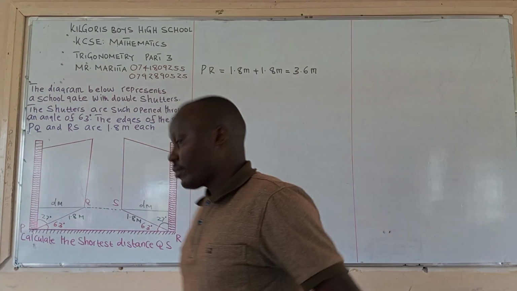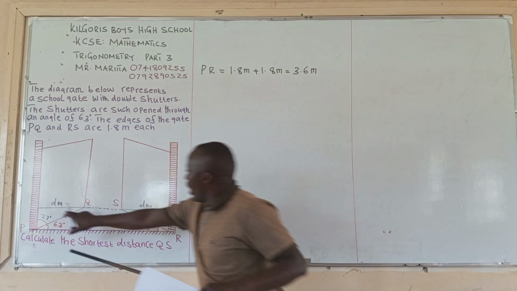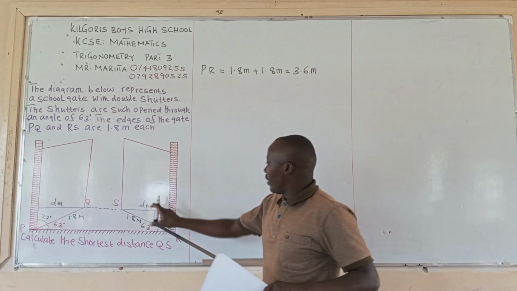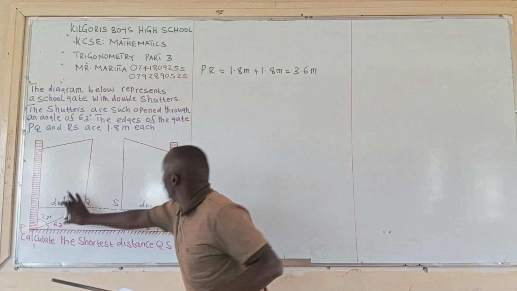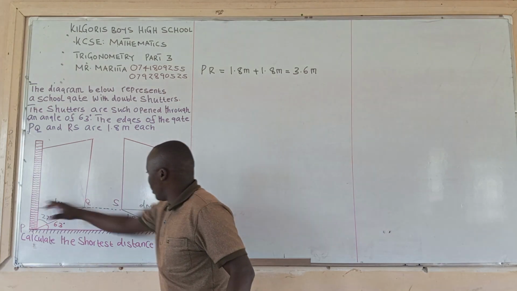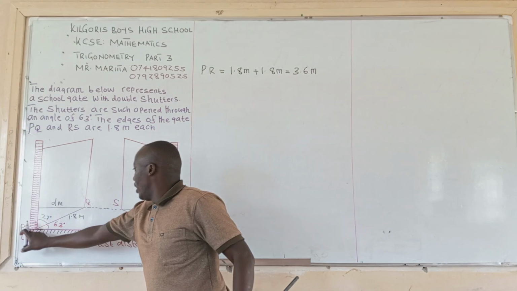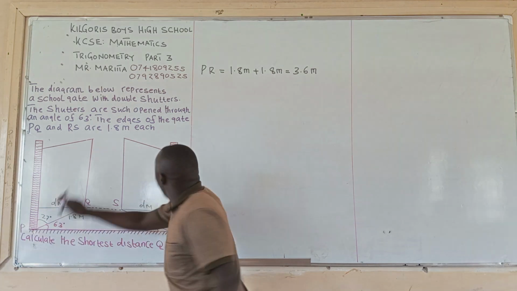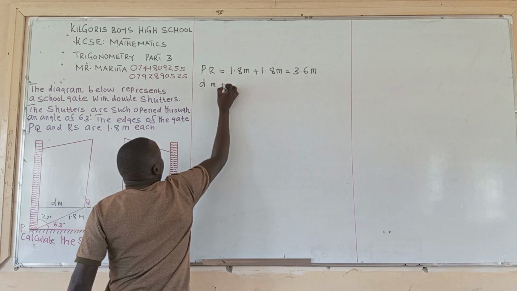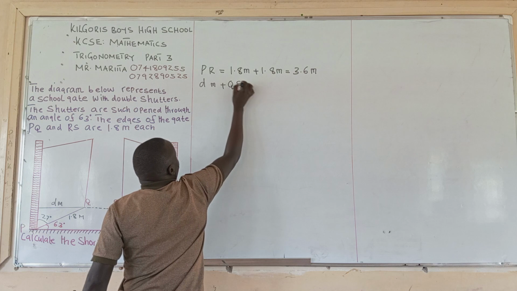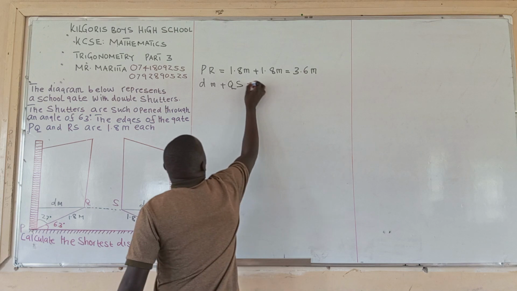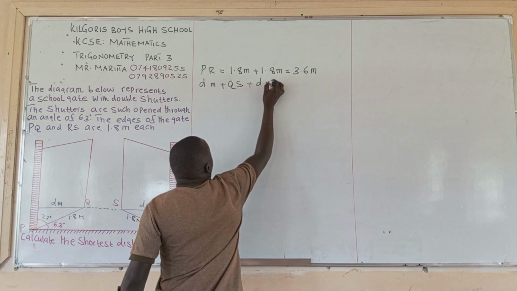Now from here we have d meters plus QS, this distance here, plus another d meters here. It will give us a total distance of 3.6 meters. The total distance here is the same as the total distance in PR. So we write this as d meters plus the distance QS, plus again another distance of d meters here.